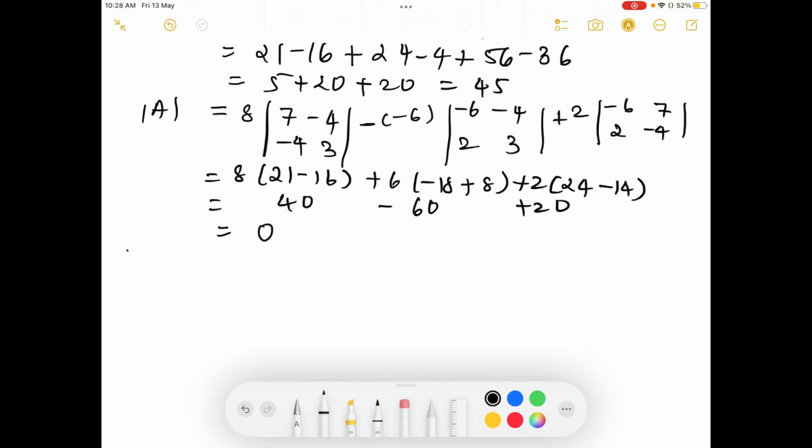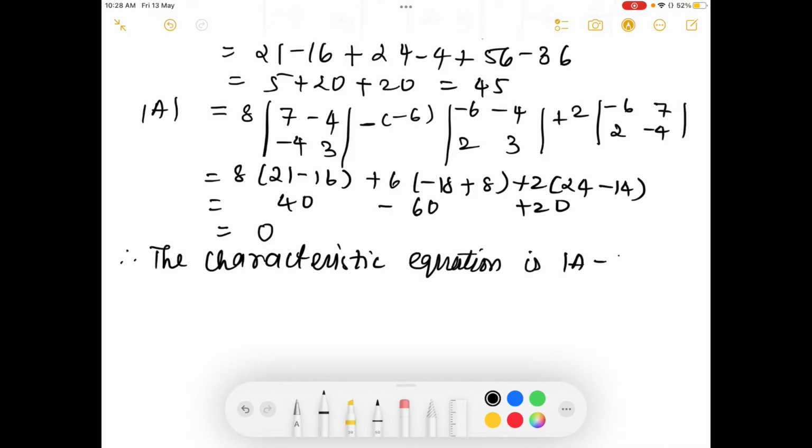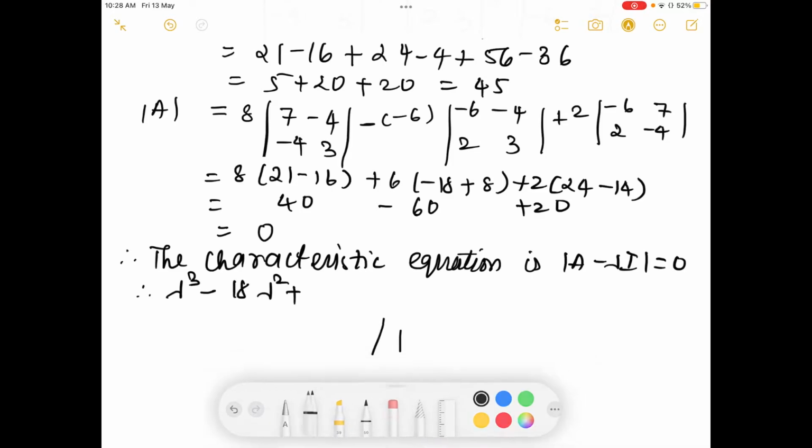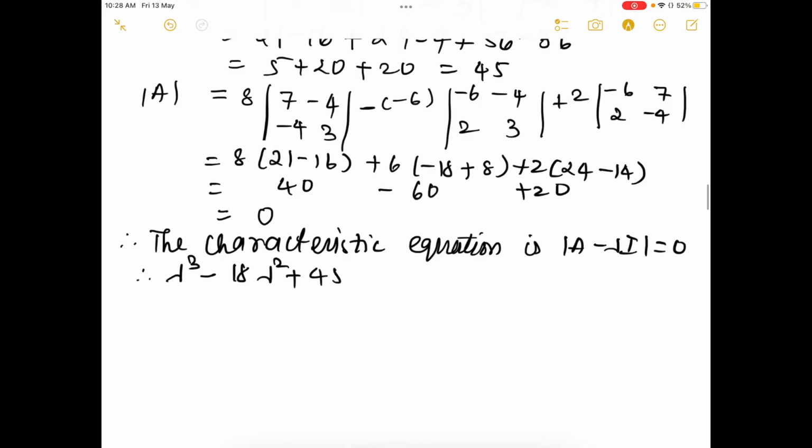Okay, so therefore we write that the characteristic equation is mod of A minus lambda I equals 0. So we write it as lambda cube minus trace, which was 18, lambda square plus SMD, which is 45 lambda, equals 0. So now we have to use our calculator to get the value.